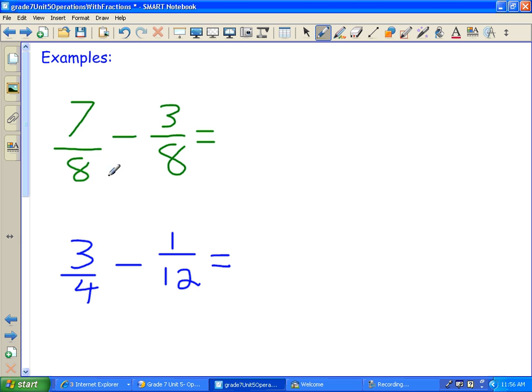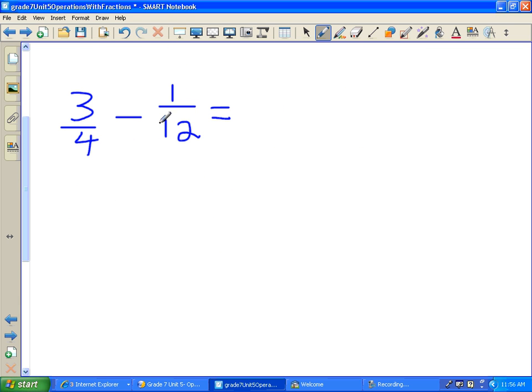Let's look at another example. This one here, oh, the bottoms are the same. How nice. So we know it's going to be 8 on the bottom when we're subtracting. So 7 subtract 3 pieces will leave you with 4/8. So that one's easy.